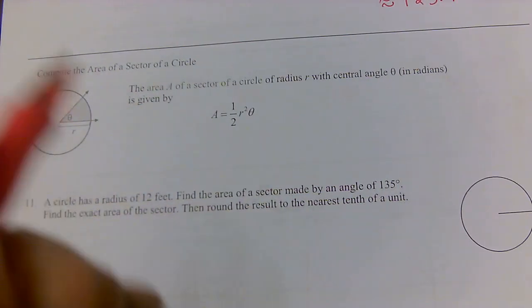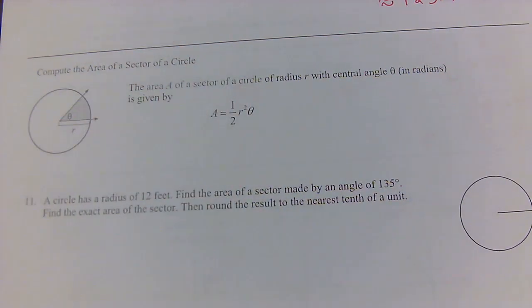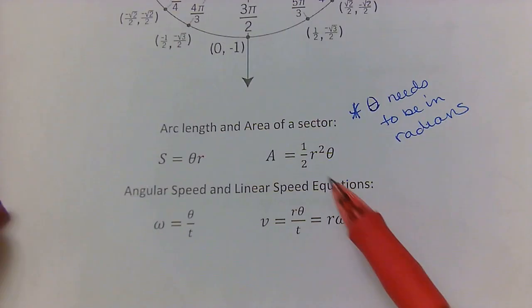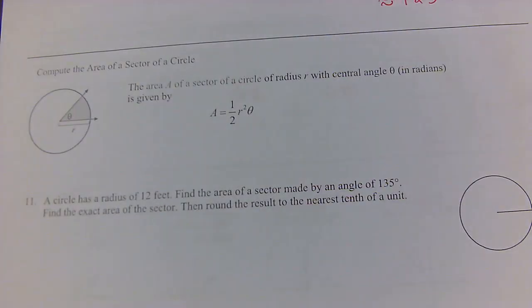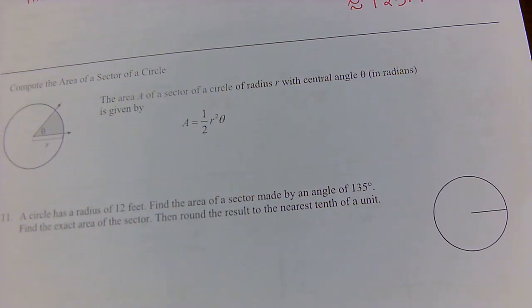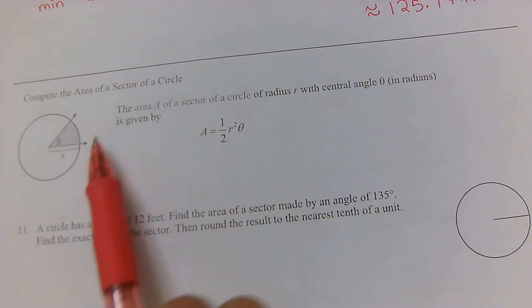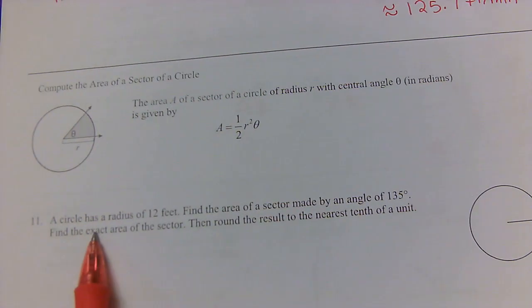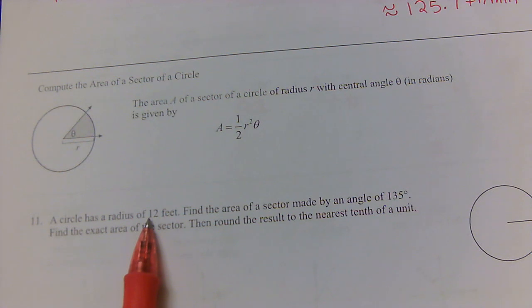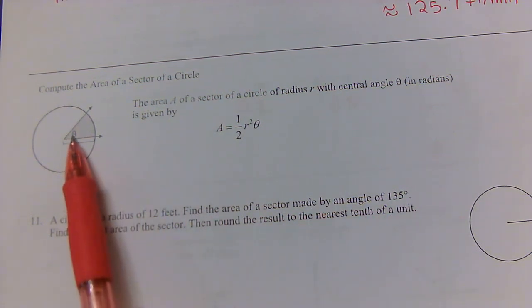All right, finally we're at computing the area of a sector. Here's our formula. Again, that formula is provided on your formula sheet. All you have to do is know where it's located. Let's go ahead and do this one. And I believe this is the last problem. Yes, it is. So number 11. A circle has a radius of 12 feet. Find the area of the sector made by an angle of 135.